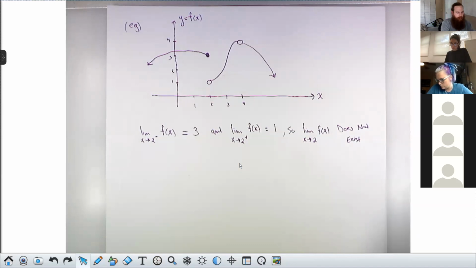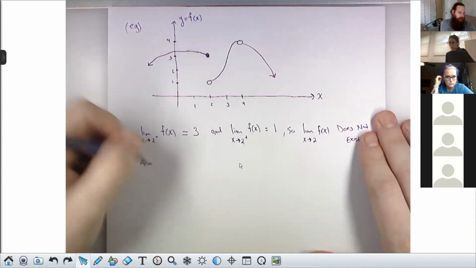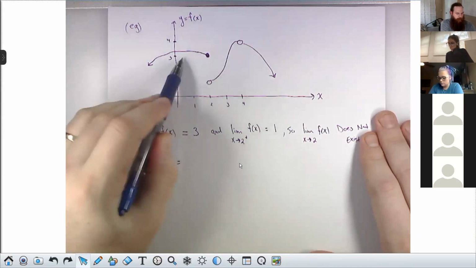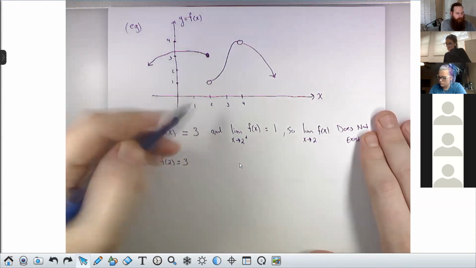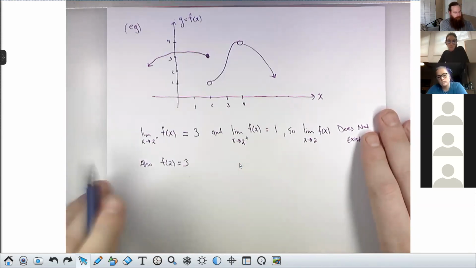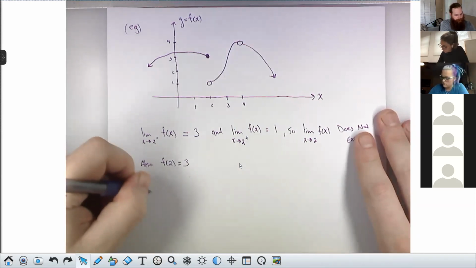While we're here talking about 2, what is f of 2? 3. Yeah, it's this filled in value up here. It's 3, because the point on the graph is this guy. This is a hole. Okay, let's look at what happens near 4.